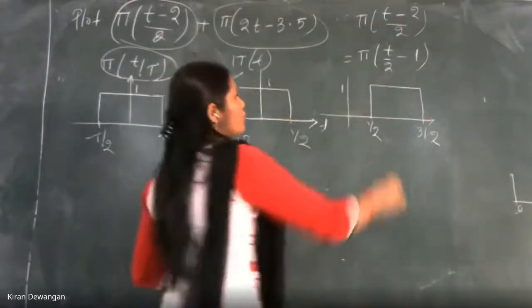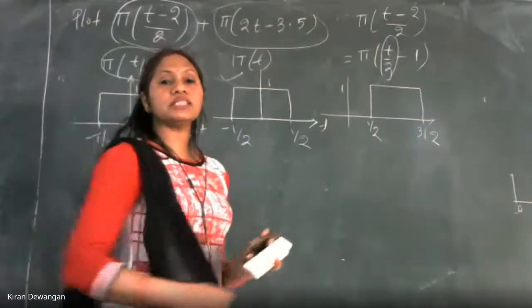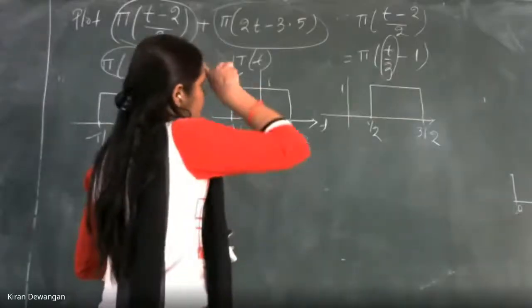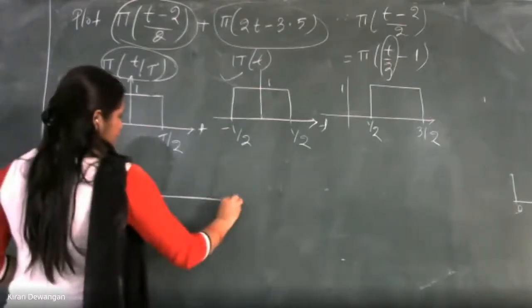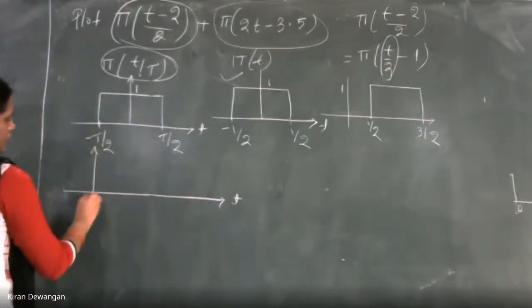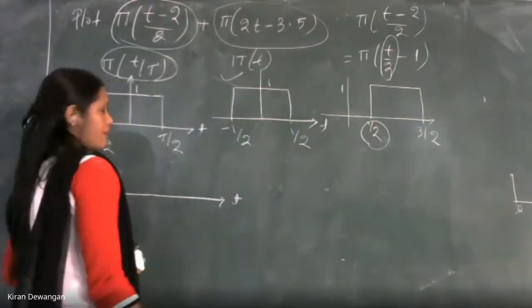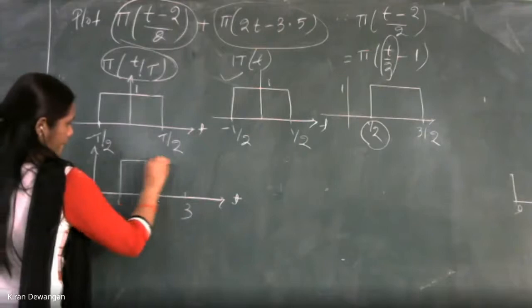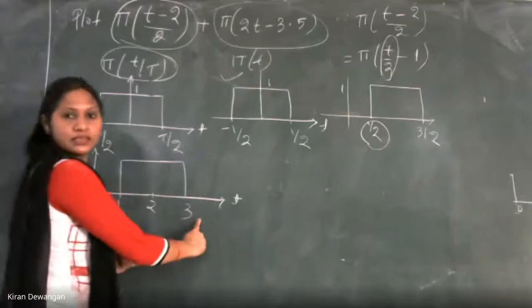Now in this one we have to perform the time scaling. 1 by 2, that means its alpha is less than 1. So what will happen? When alpha is less than 1, it will be an expanded signal. What will the expanded signal look like? Zero. Where will the 1 by 2 value start? It will start from 1 and it will end at 3.